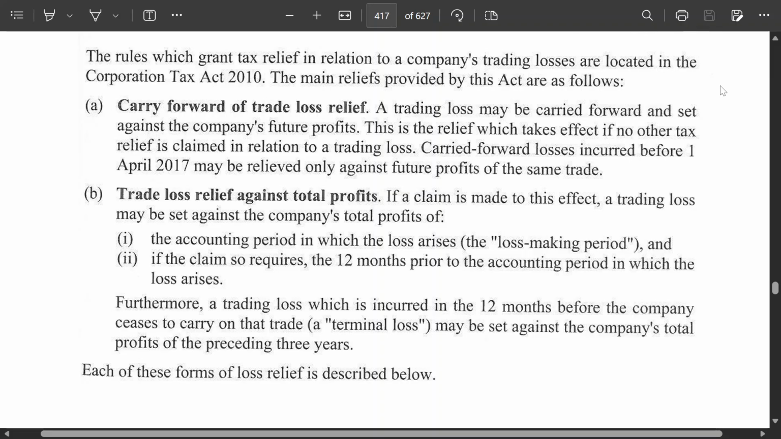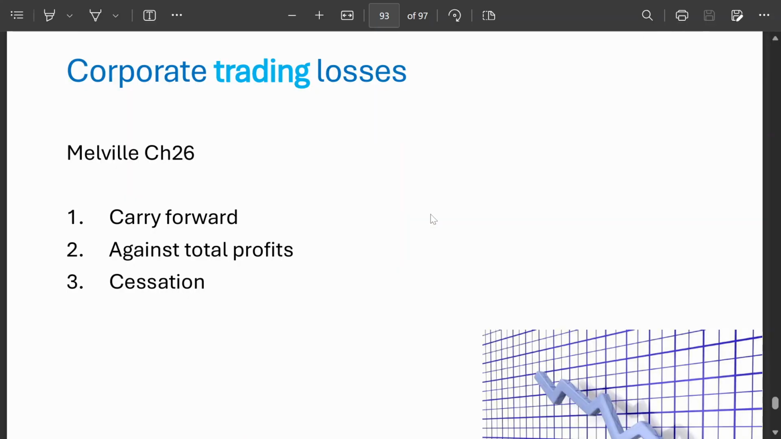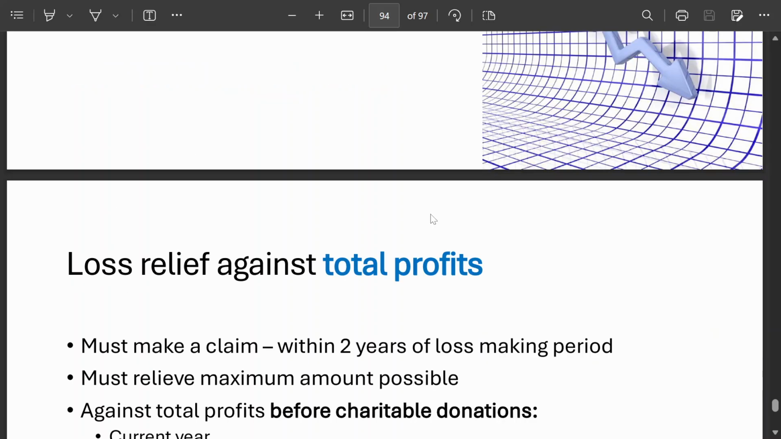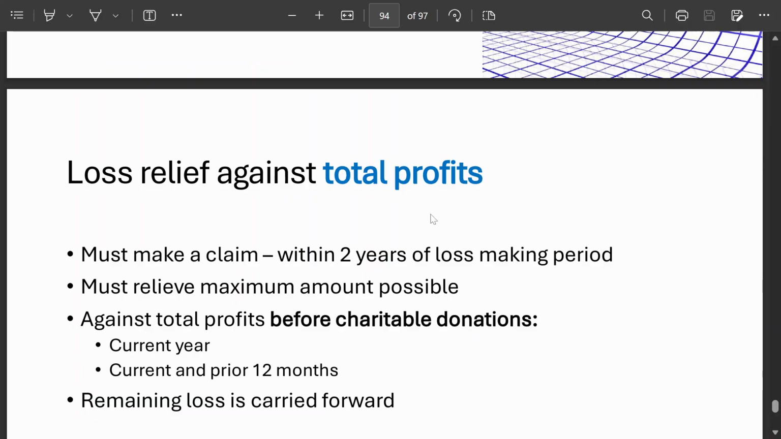Now trade loss relief against. Now here we have to be a little careful, because this book is 1 year old, so don't forget that, because we are not looking at the latest Melville book. So maybe if we can find some information in the Open Tuition book, which I've shared with you, which is for the current year, so that information will be current.